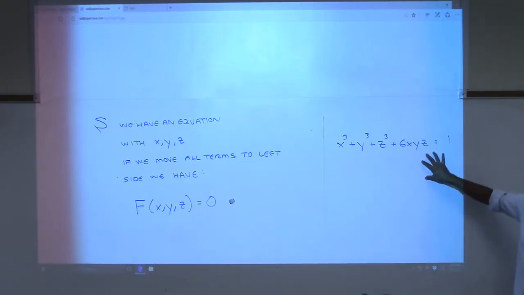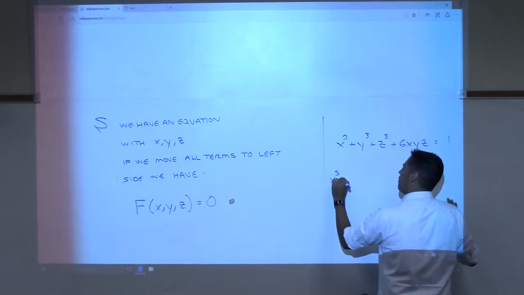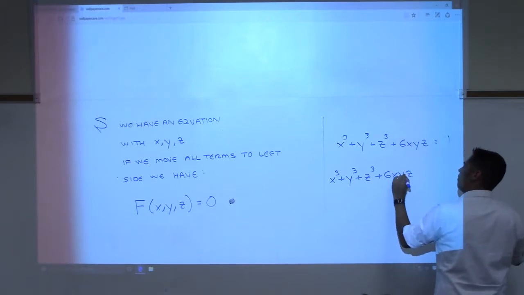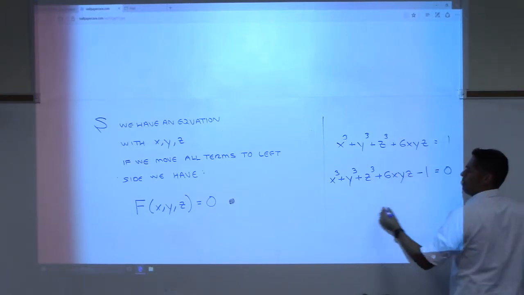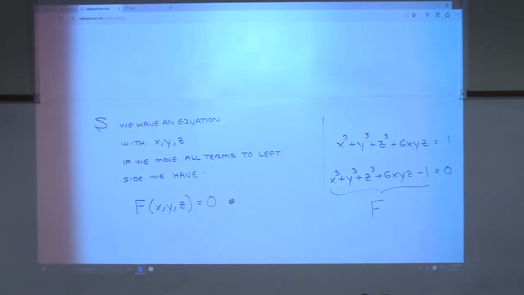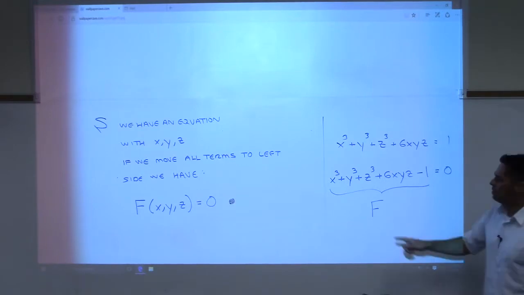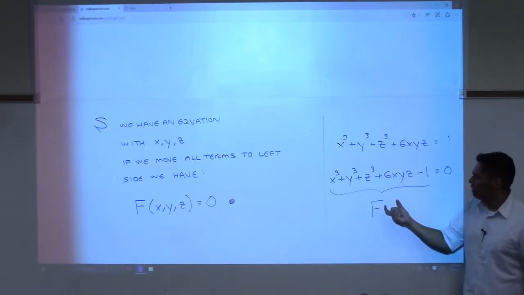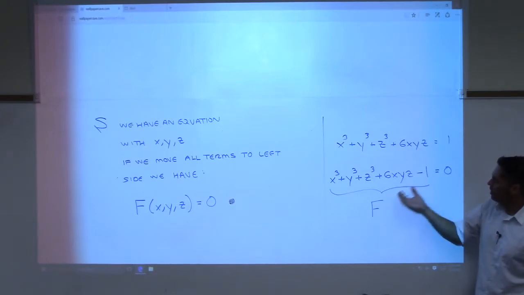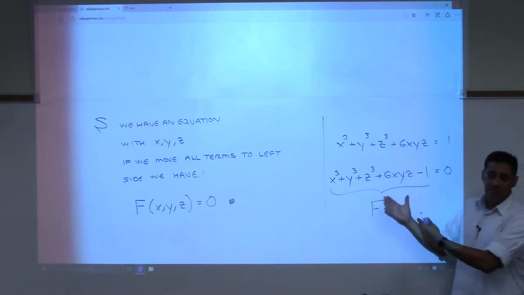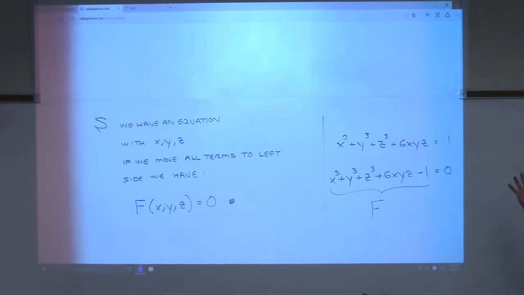So let me show you that over here. I'm going to move everything to one side. This right here is capital F. It is some function that takes as its input x, y, and z, and then spits out outputs, right? What we're really looking at is, when is this function zero? That's what this equation says. So I've just called this left side capital F, right? I'm just calling it capital F.